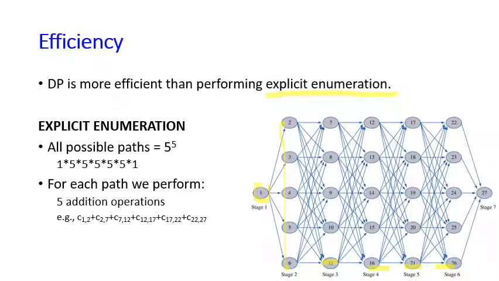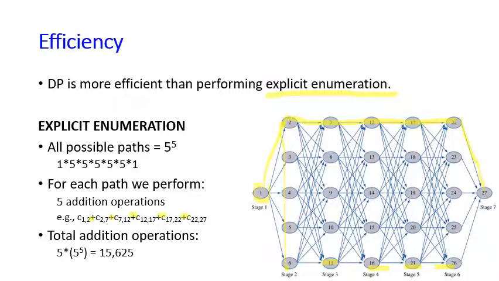And then for each path, we will perform 5 addition operations. So let's say we take this path here. You add C1 2 plus C2 7 plus C7 12 plus C12 17 plus C17 22 and then plus C22 27. So for each path, we have 5 pluses here, so we perform 5 addition operations. So in total, we have this many operations to do, 15,625 operations.